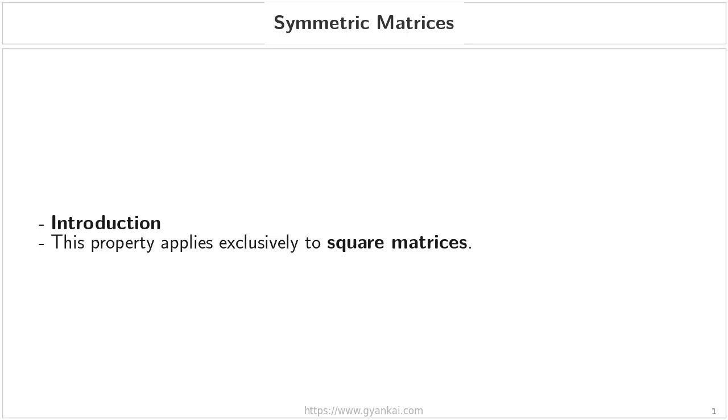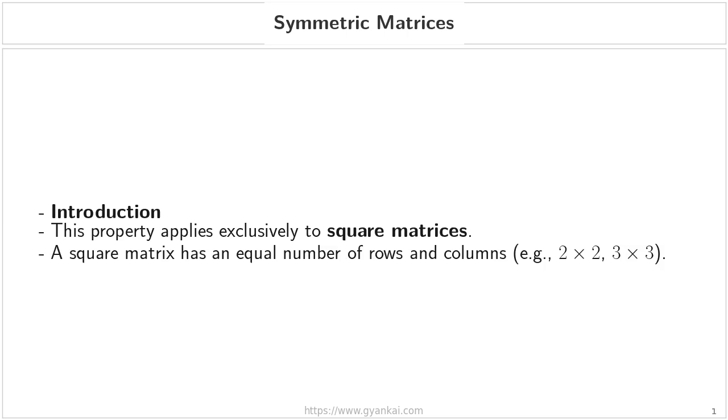Before we dive into the formal definition, there is a fundamental prerequisite you must understand. The property of symmetry applies exclusively to square matrices. To ensure we are all on the same page, let's recall what that means. A square matrix is simply a matrix that has an equal number of rows and columns. For example, a 2 by 2 matrix or a 3 by 3 matrix are both considered square matrices. Keep this requirement in mind, as it is the first thing you should check before determining if a matrix is symmetric. Now that we have established this foundation, let's move forward to the formal definition.